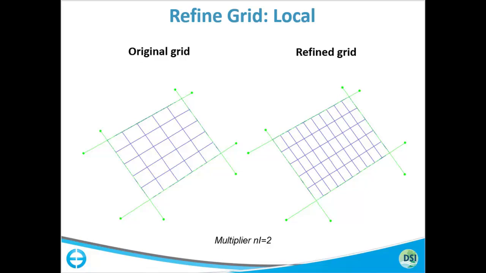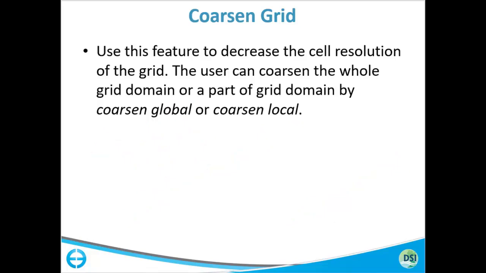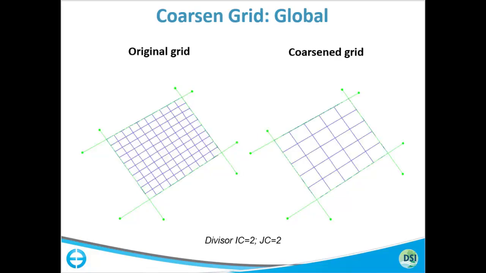So if you want to refine only one direction, as you can see here, it's 5 in this direction, it's still 5, but we decided to increase resolution only in the I direction, so we use the multiplier, and I equals 2, it will be 10 grids in I direction, but still 5 in j direction. Similarly, the same thing for coarsening of grid. You have this 10 by 10, you want to revert back, make it 5 by 5, change your IC and JC to 2, then it will make a coarsened grid.